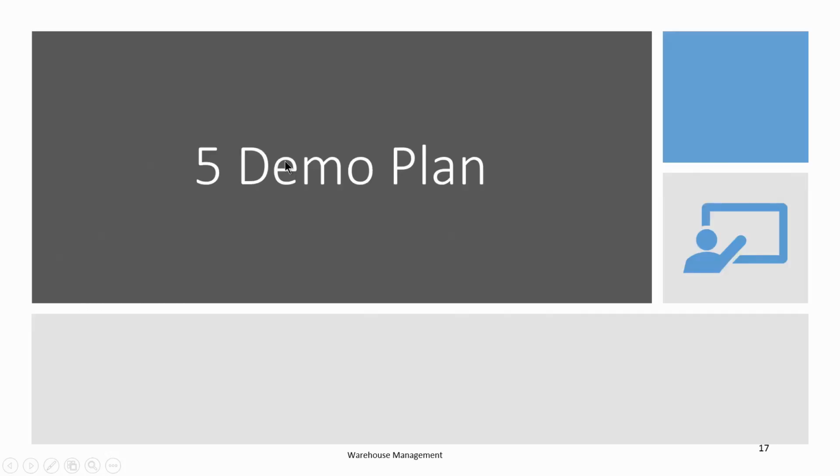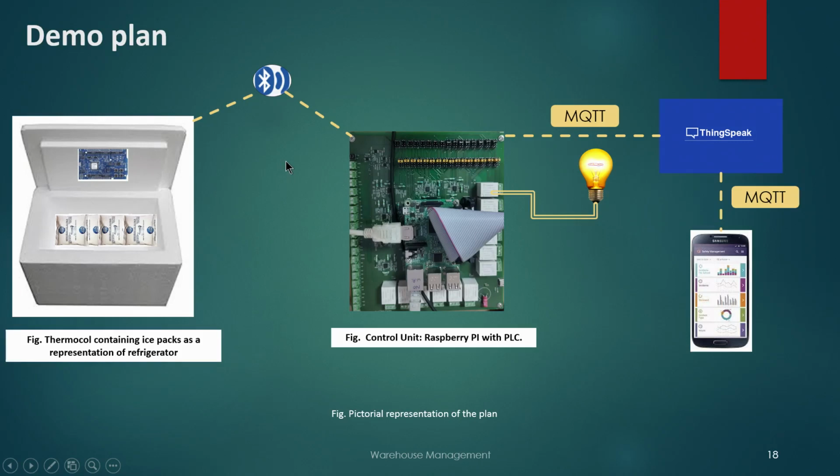Now here is the demo plan. You can see that they have a thermocol enclosure which is the equivalent of their warehouse. They divide this thermocol enclosure into several zones and show a demonstration of a single zone, right, and the one in the middle is the Raspberry Pi with Open PLC. Then they communicate this data to the cloud using MQTT protocol.